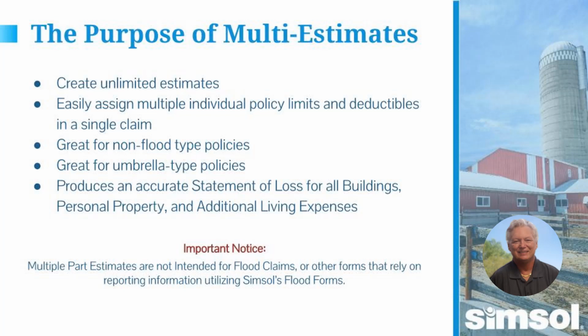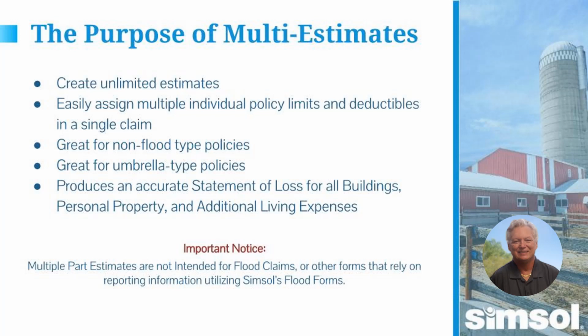So what's the next thing we can do? We can assign the policy limits with the deductible for each estimate. That's a big thing. We do that with ease, and the statement of loss will take care of that for us. It's good for farm and ranch policies. That's just the name that they've given for multi-part estimates. Sometimes it's referred to as an umbrella policy or a master policy. It will also be used within commercial claims as well. So we have a lot of umbrella type policies dealing with commercial losses. And lastly, it produces the accurate statement of loss for all the buildings.